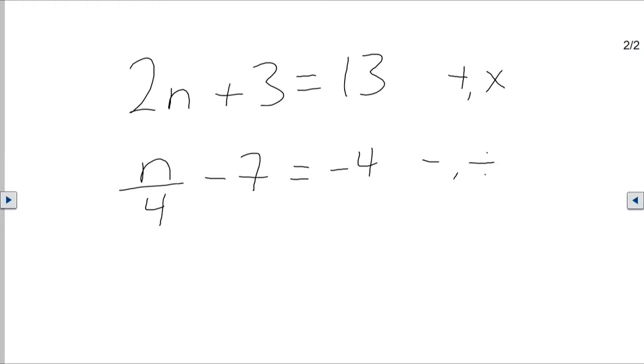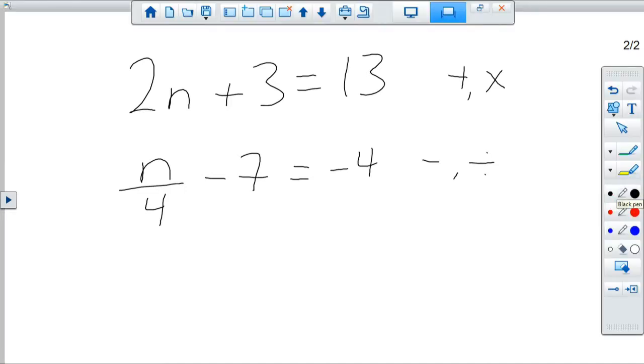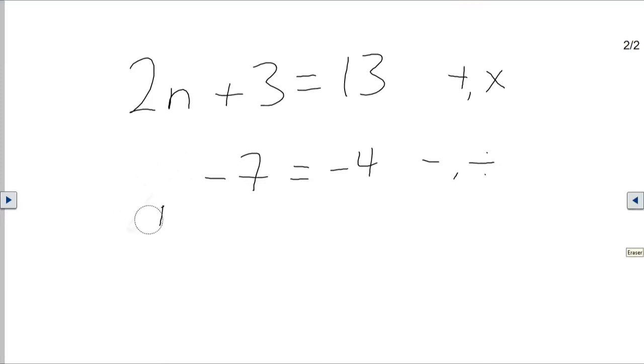Again, when we say a two-step equation, we're talking about an equation in which there are two operations occurring to the variable. Typically you have one that's addition or subtraction, and one that's multiplication or division. So we'll be looking at how we go through the steps to solve these. All right, so let's start again with that first one. 2n plus 3 equals 13.